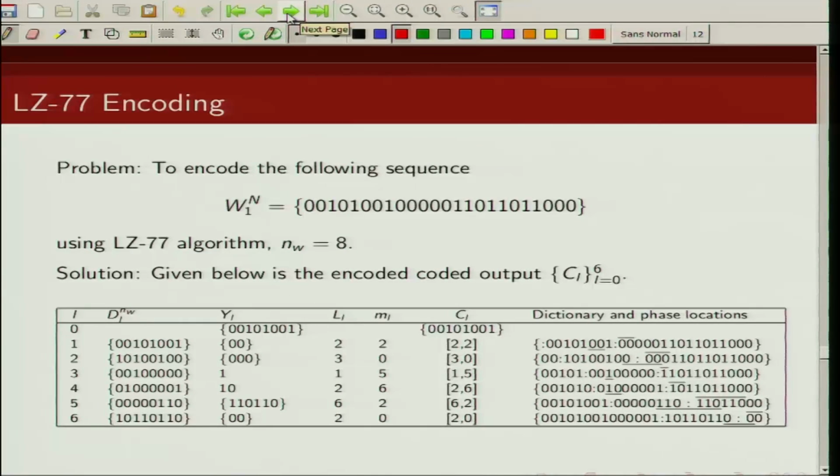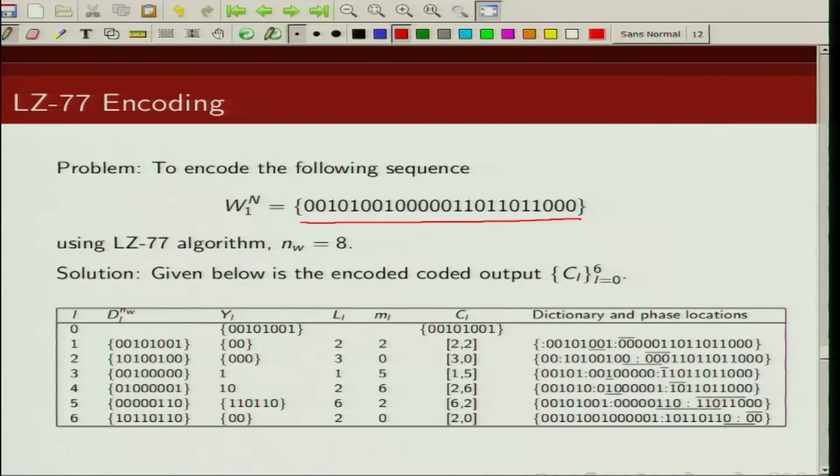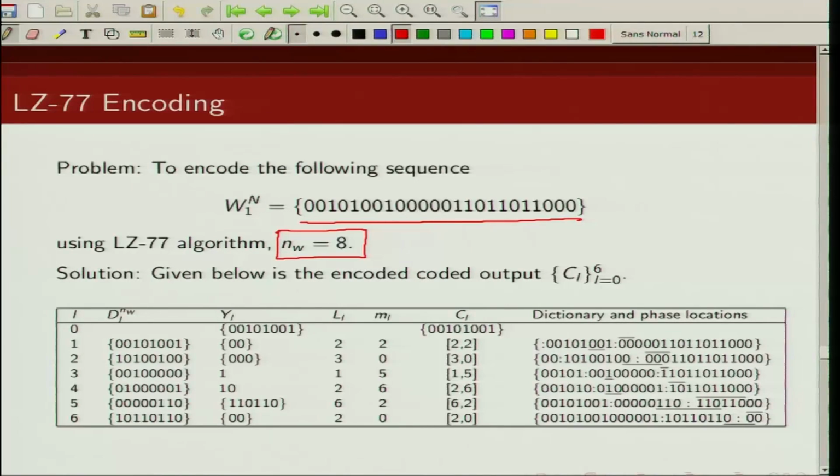So let us take an example to illustrate what we have said so far. We have a sequence of binary bits which I want to encode using the Lempel-Ziv 77 algorithm, and it is given that the dictionary size is 8. So what is the first step? The initial code word is nothing but the first NW symbols. At L equal to 0, I look at the first 8 symbols: 1, 2, 3, 4, 5, 6, 7, 8. This is my initial contents of the dictionary, which I am writing here. So the 0th code word is nothing but these NW bits. The receiver now has this dictionary.